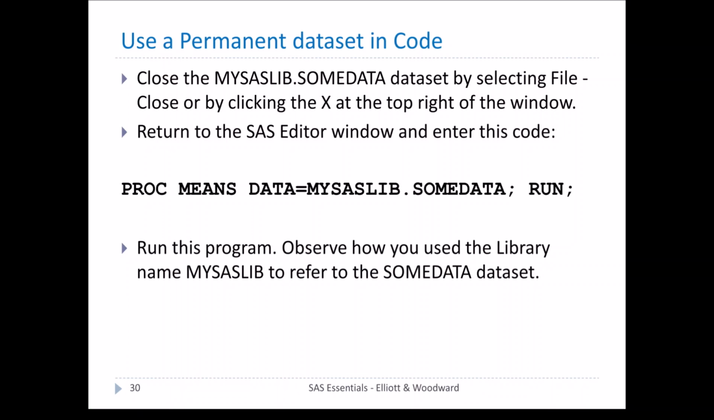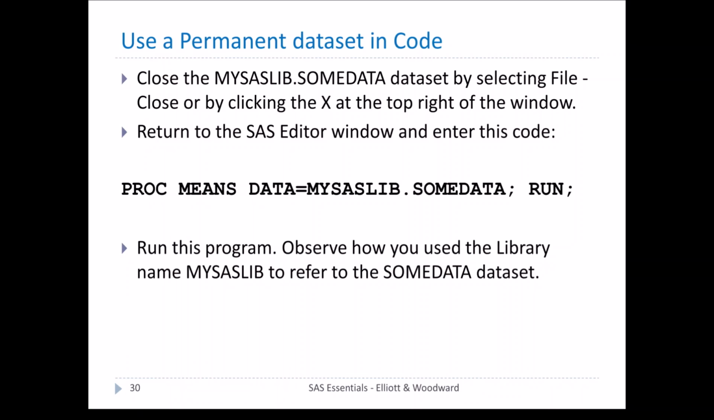Now when we're finished looking at that data set, we can close it by clicking on the little X at the top right of the window. Now we're going to return to the SAS editor window, and we're going to use that data set. We know it's there. We know it has a library name called MySASLive. So just like we did the proc means earlier, where we used the Windows reference to a data set, now we're going to do a proc means and use the library way to use a data set.